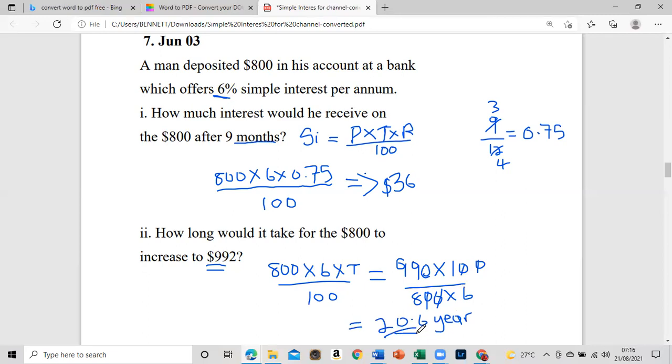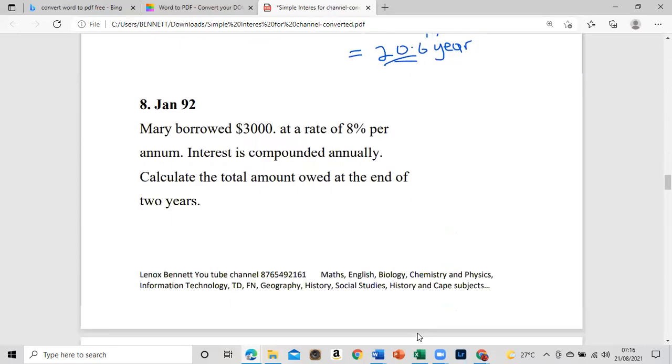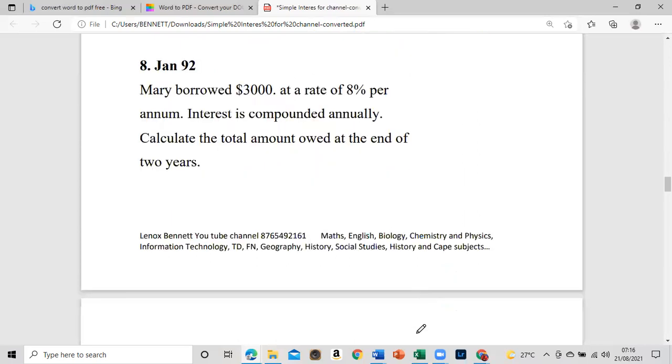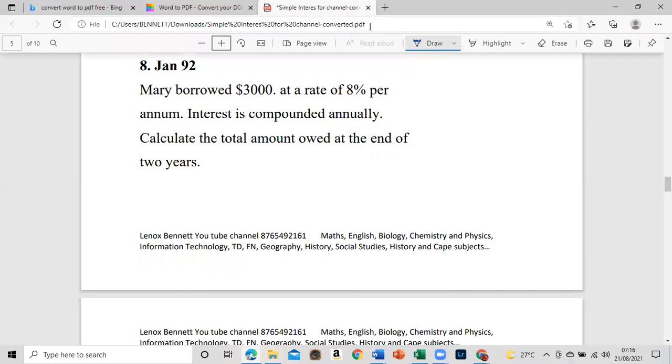Now, June 92, space is kind of limited. Mary borrowed $3,000 at a rate of 8% per annum. Interest is compounded annually. Calculate the total amount owed at the end of 2 years. So this one is different. This one is compound interest.